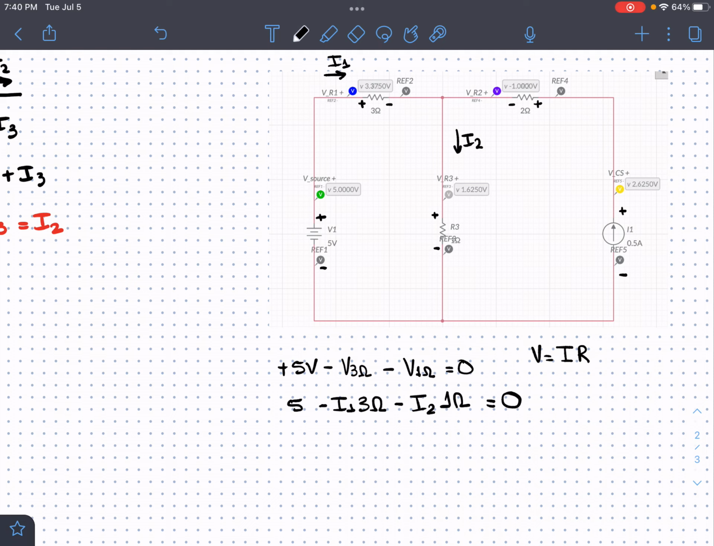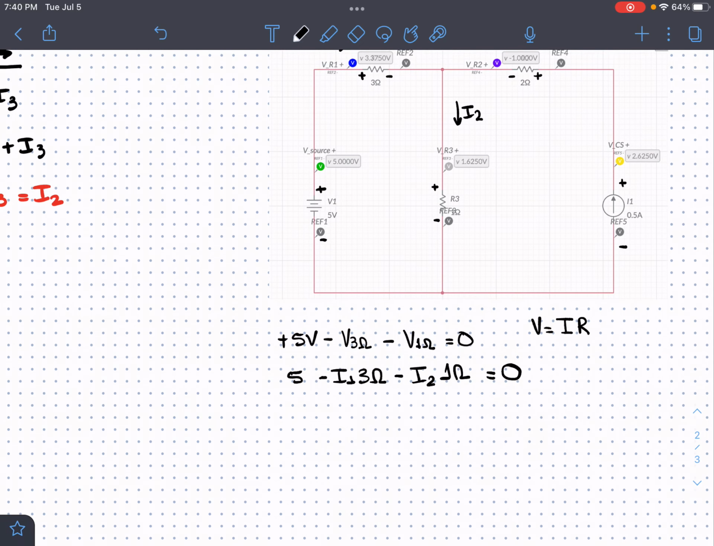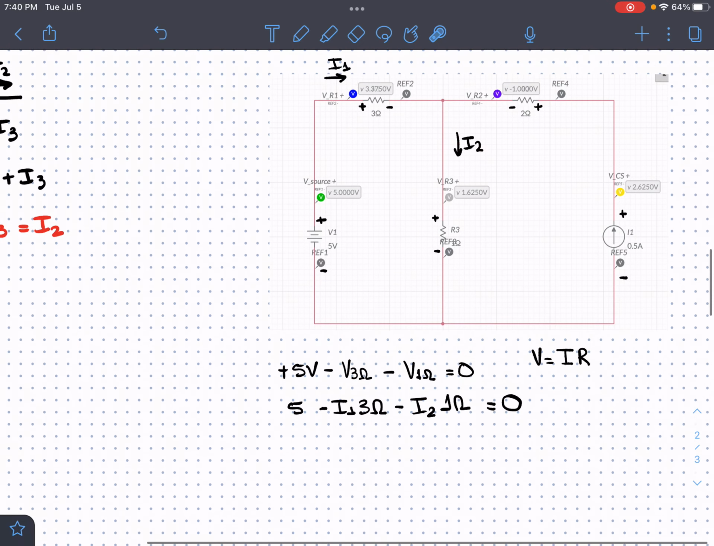You would do that for both of the loops, and then by solving the system of equations, you would be able to find the value for each one of these currents.